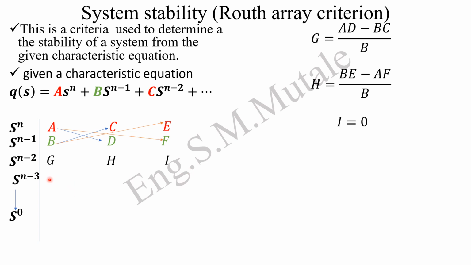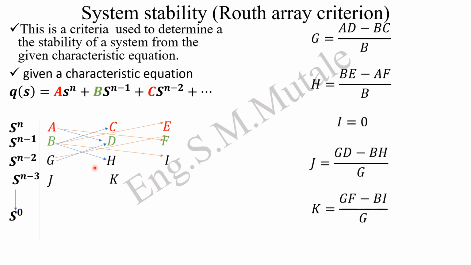You come to this one here. For this one, it's the same thing. We can say J. If you're putting in the number J there, it's the same thing. You multiply G times D, minus B times H, and then you divide by G, which is that formula there. You're going to have your J there. You can have another one, which is K. For K, you multiply G times F, minus B times I, which is that one there. Then you divide by G. You're going to have this as your formula there.